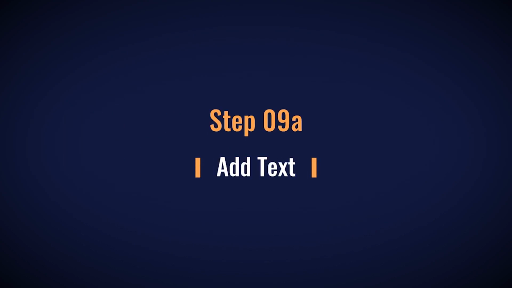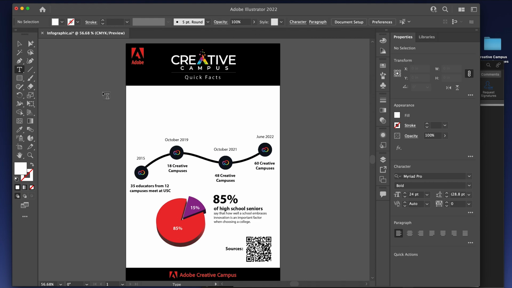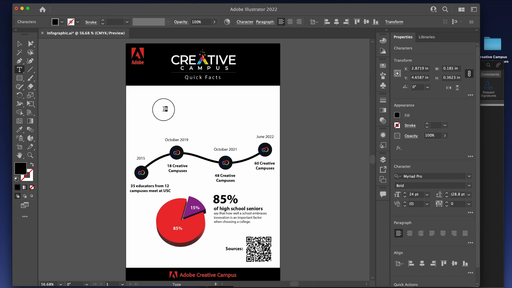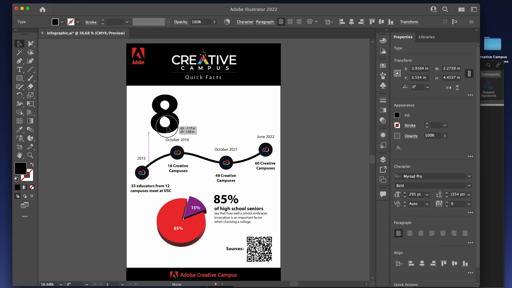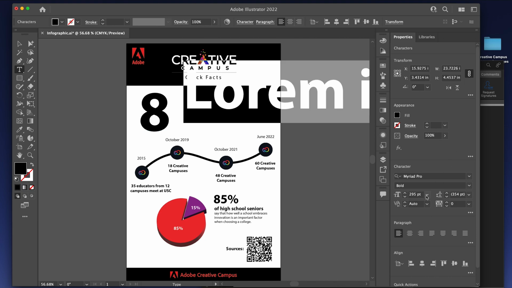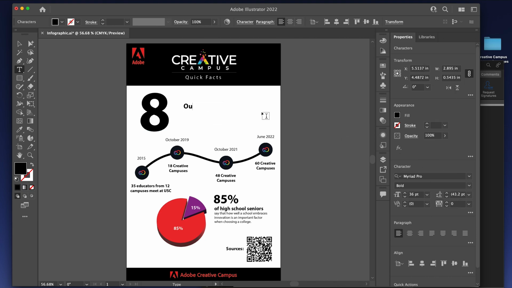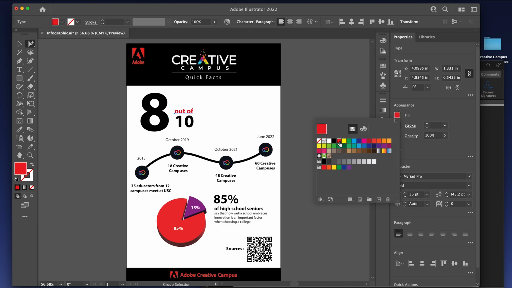Step 9, add more text to our infographic. We're going to select our type tool and we're going to type 8, and we'll change the font size to 295 points. Use our selection tool to reposition this 8. Next, we'll get our type tool and we will change the font size to 36 point, and we're going to type in "out of", get another text block, type in number 10, change the point size to 90. So we'll type in 90, use our selection tool to reposition our text.